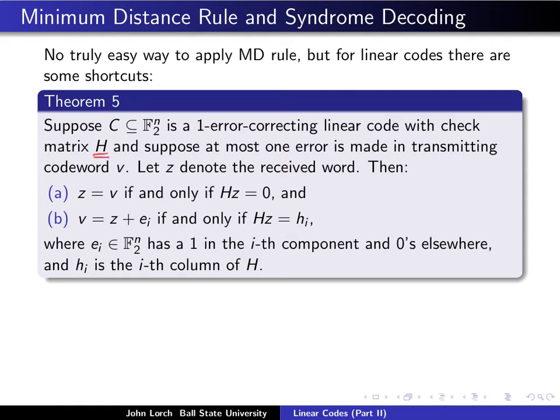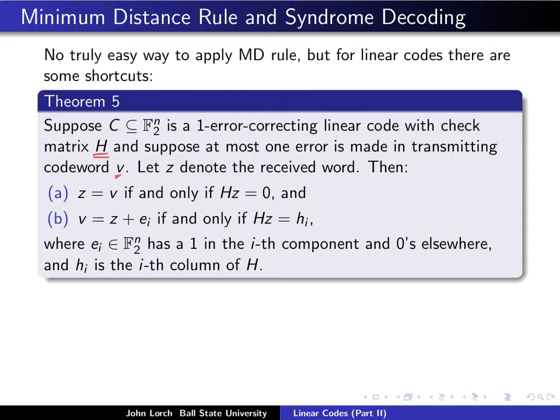And suppose at most one error is made in transmitting code word V, and let's suppose that Z is the received word. Then Z is going to be V if and only if H times Z is equal to 0. And V is going to be Z plus the ith elementary vector, which we introduced on a previous slide, if and only if H times Z is the ith column of H, which again we introduced on a previous slide.